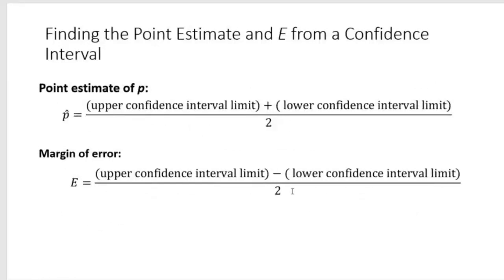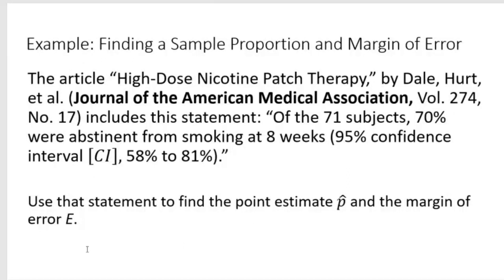I've already done this. I actually did this earlier when I said p-hat, you can add and divide by 2, and then on the margin of error, you can subtract and divide by 2, so we've already covered that. But I think we've got something coming up about sample size in a minute. So let's just look at this one, finding the sample proportion and a margin of error. It's just another example. We've got a statement of the 71 subjects, 70% were abstinent from smoking at 8 weeks. Okay, now that 70% is going to be our point estimate p-hat. So p-hat is 0.70.